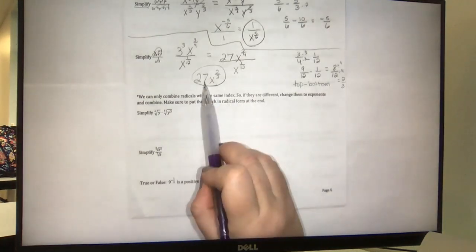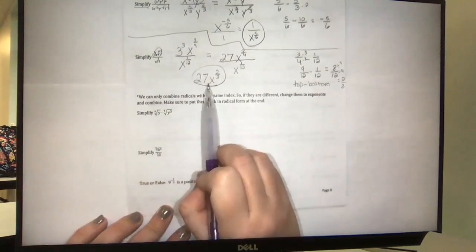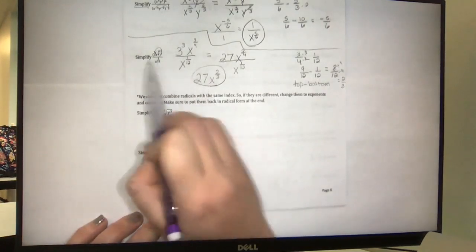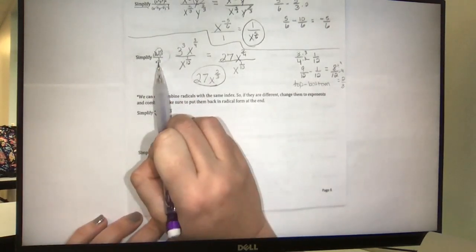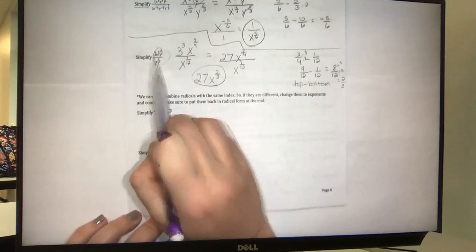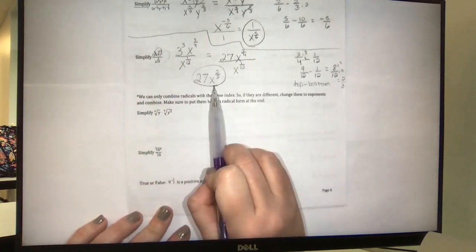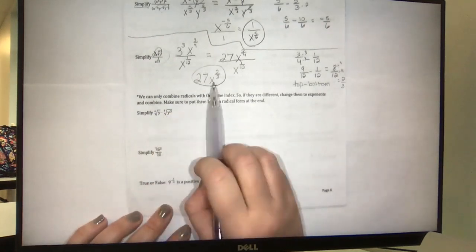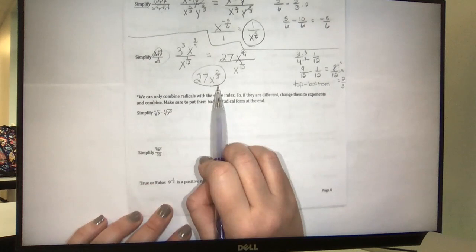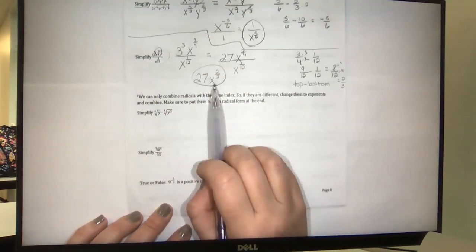Remember, this is all that it wants. How do I know it wants it left in this form? Because the problem had fractions as the exponents. So it wants the answer to have fractions as exponents. Now, what if it told you to put your answer in radical notation? What if that was the directions?